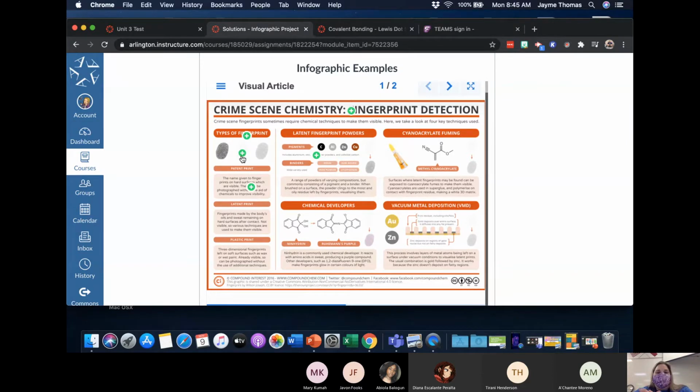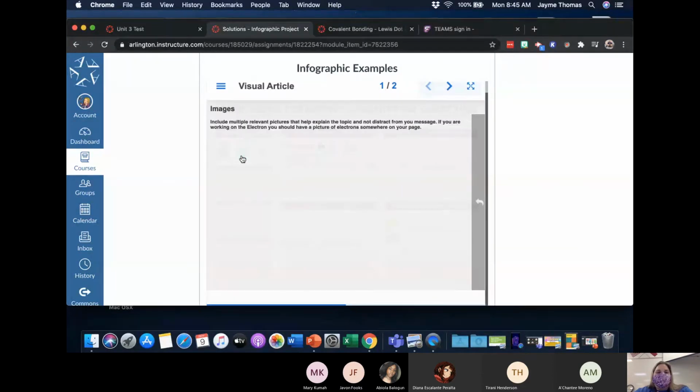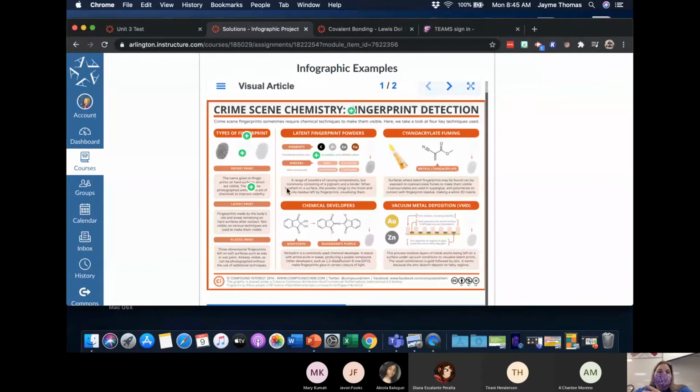You should have images, and they need to be relevant pictures that help explain the topic. Don't distract from your message. For example, when my students were working on electrons, you saw on all the examples that their pictures were all related to their subtopics. They had pictures of atoms or electrons, and then in the subtopics, they had pictures of what those different things looked like. So you should have things related to solutions or concentration or titrations, whichever subtopic you're working on, okay?